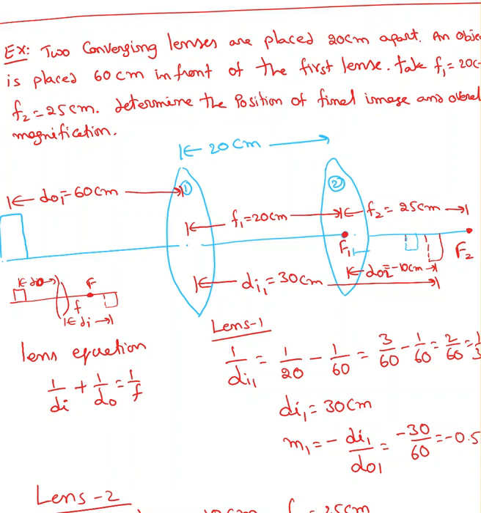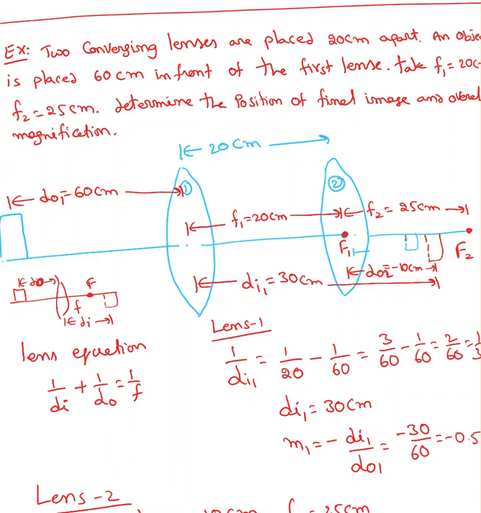Next topic is combination of lenses. I will start with an example. Here is an example. Two converging lenses are placed 20 centimeters apart. An object is placed 60 centimeters in front of the first lens. Take f1 equal to 20 centimeters, f2 equal to 25 centimeters. So focal length is given.